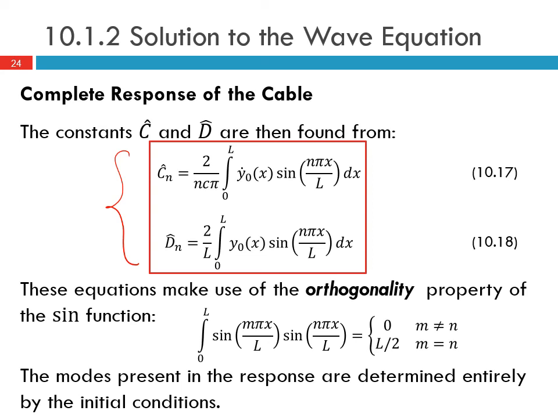And the modes present in the response are determined entirely by the initial conditions, which is the same as we found for multiple degree of freedom systems. So if the system is started in one of its modes, it will vibrate completely in that mode at the corresponding natural frequency. So basically, the contribution of each mode is determined by the initial conditions.